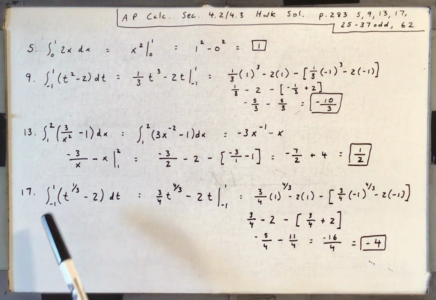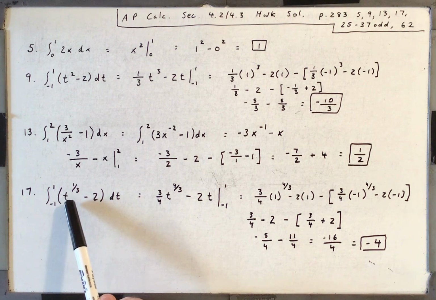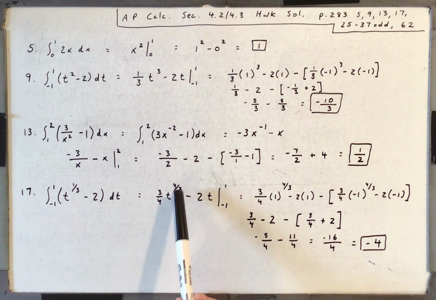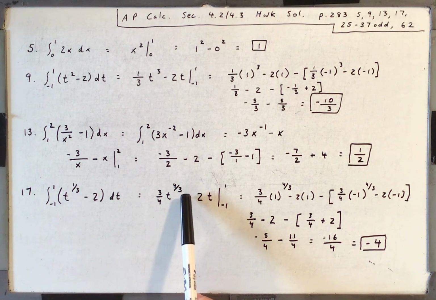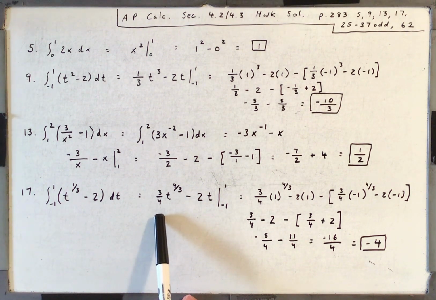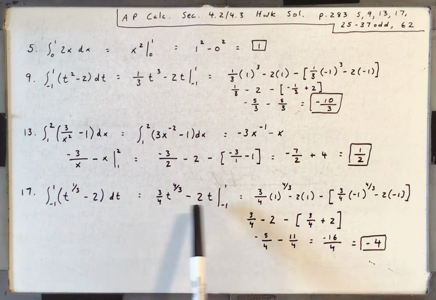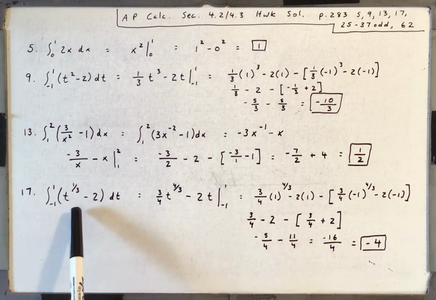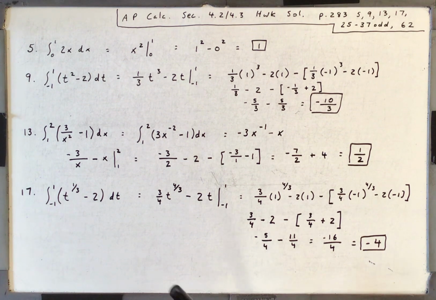All right, number 17, I'm going from -1 to 1 of t to the 1/3 minus 2. So the antiderivative of t to the 1/3 would be add 1 to the exponent, that's t to the 4/3, but I need a 3/4 out front. Okay, always check by taking the derivative. So then minus 2t to make sure you get back to the original function.